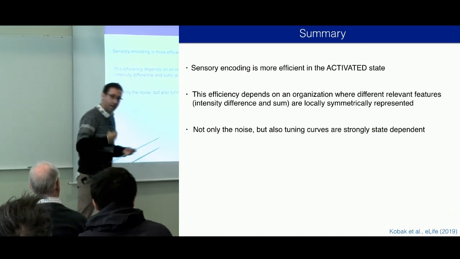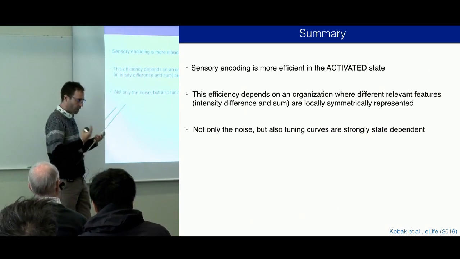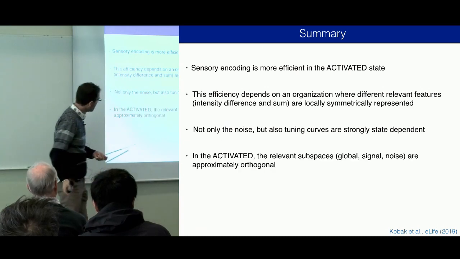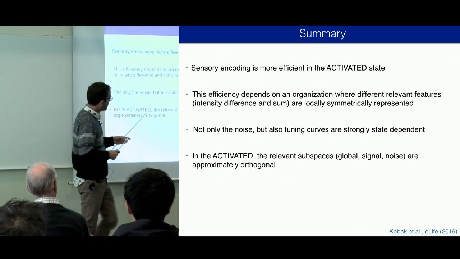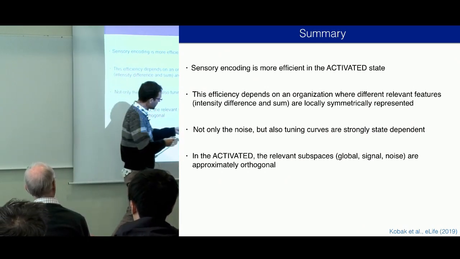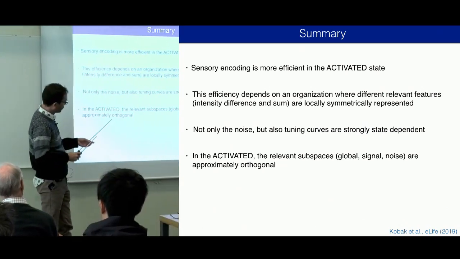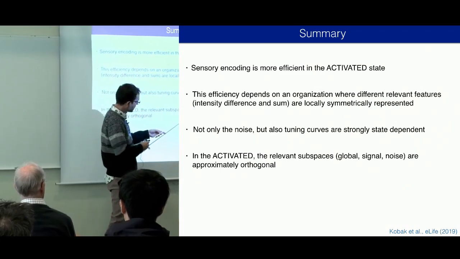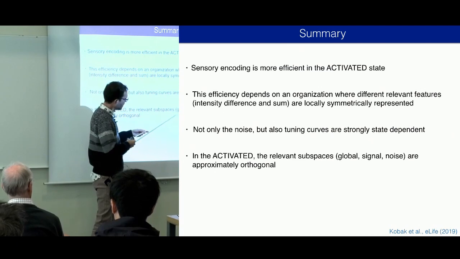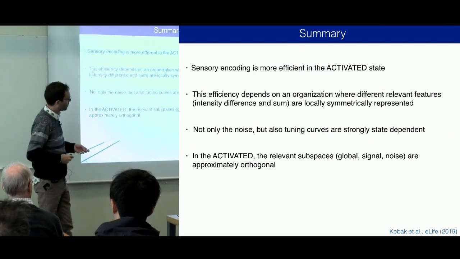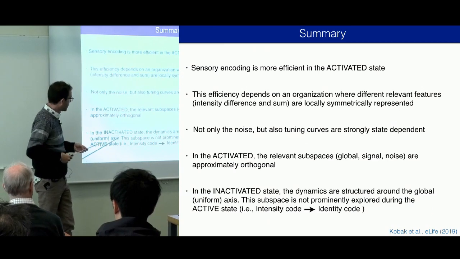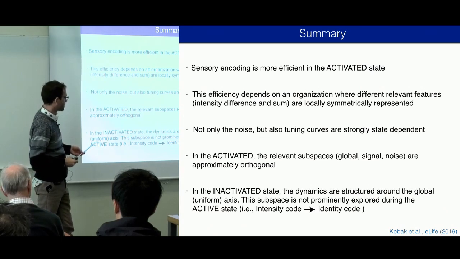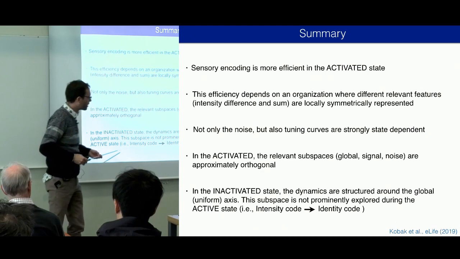but we see that tuning curves are really strongly reshaped. Okay, so the way the system is representing the stimuli is fundamentally different in the two states. In the activated state, all the relevant subspaces, so the global, the signal, and the noise, are approximately orthogonal. This is a bit different from the data that Manish was analyzing the other day, where he was seeing that even in a behaving context, there was a significant amount of variance by the population in the global direction. And then in the inactivated state, all the dynamics are structured around the global axis, whereas this subspace is not really prominently explored during the active state.